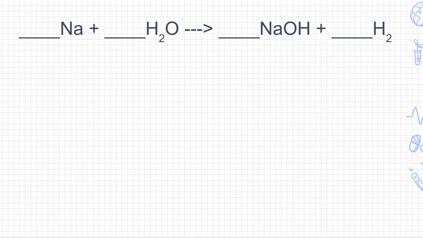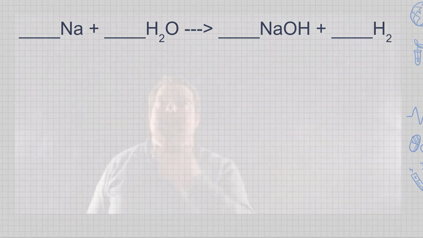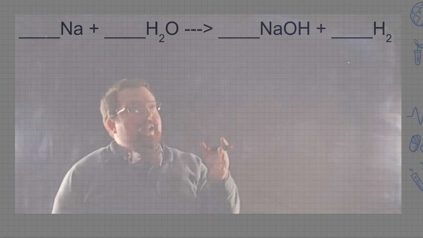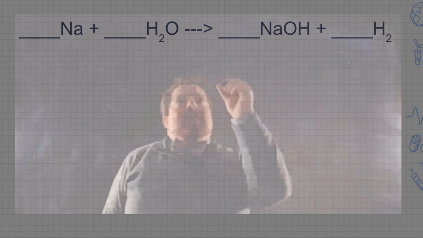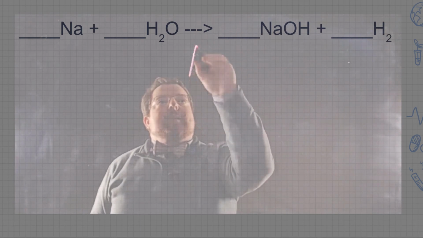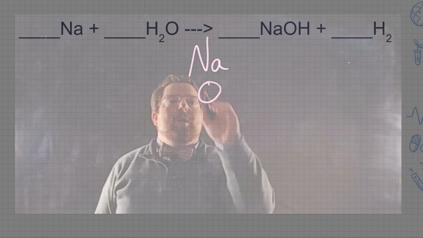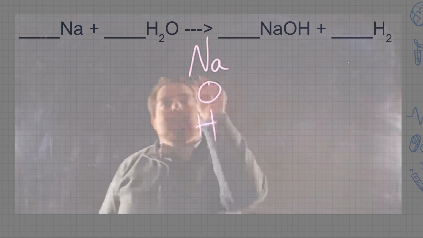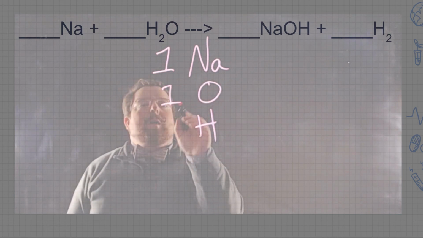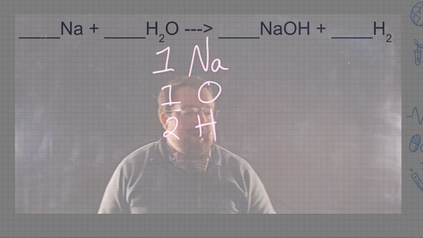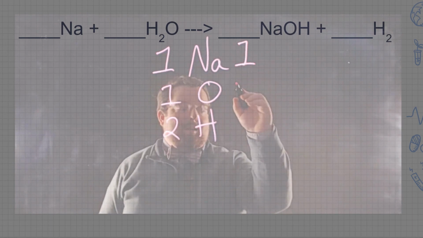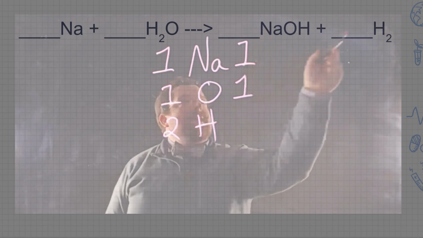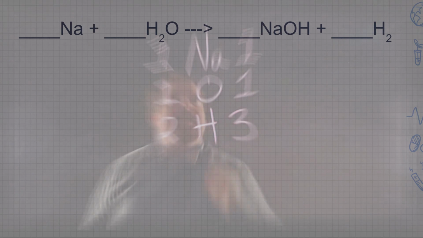All right, let's do a second practice problem. Here we have Na, which is sodium, plus water, gives us sodium hydroxide and hydrogen. So again, under the arrow, we're going to write down the elements we have. We have Na, we have O, and we have H. If you're counting on the left side, it looks like we have 1 Na, 1 O, and 2 H's. And on the right side, we have 1 Na, 1 O, and we have 1 H from the NaOH, plus 2 from over here, so that gives us a total of 3.